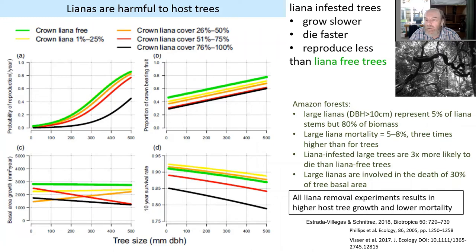When we look at some statistics from the Amazon forests, the large lianas represent the bulk of biomass, the same as for trees. And interestingly, lianas are more dynamic than the trees. They have higher mortality, 5 to 8%, while you can remember that we just said that lowland forests overall have somewhere between 1 and 2 point something percent of mortality. So the turnover of lianas is much faster than their host trees. And in the Amazon, liana-infested large trees are 3 times more likely to die than liana-free trees. And at least 1/3 of tree deaths might have been at least contributed to by lianas, according to this measurement.